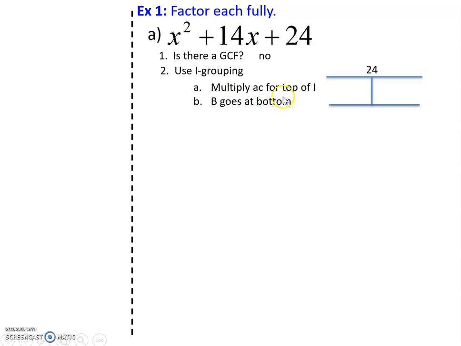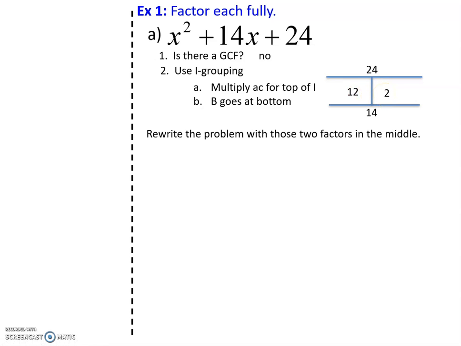And then our B term is going to go on the bottom, which is 14. So we are looking for factors that multiply to make 24 and add to make 14. That's the combination you want to come up with. When doing that, you would realize that, okay, 12 times 2 is 24, 12 plus 2 is 14.